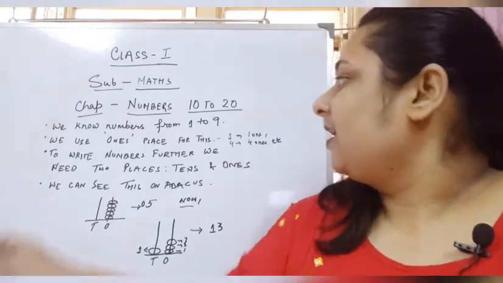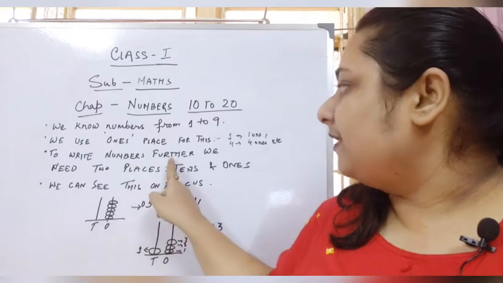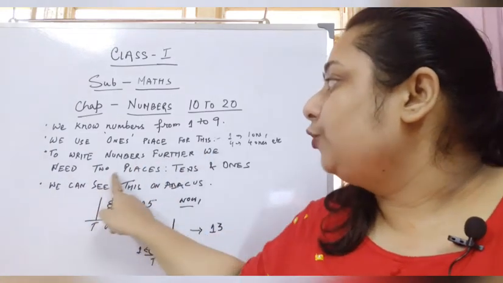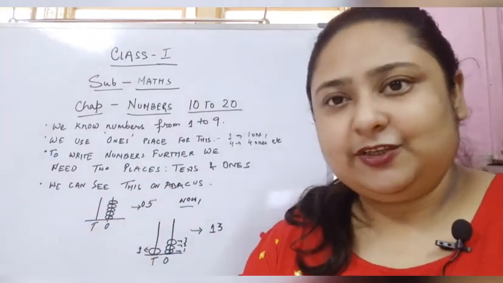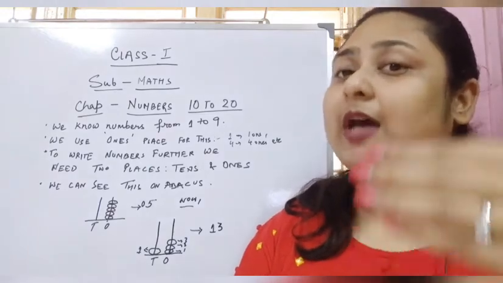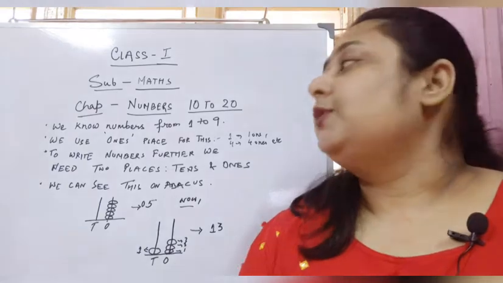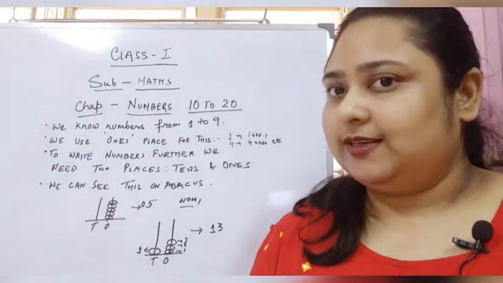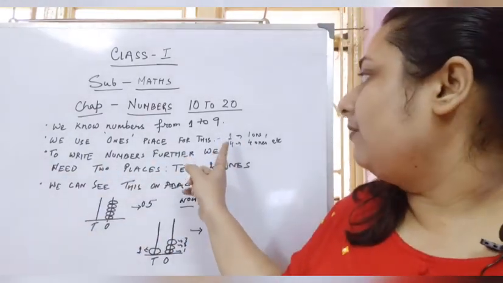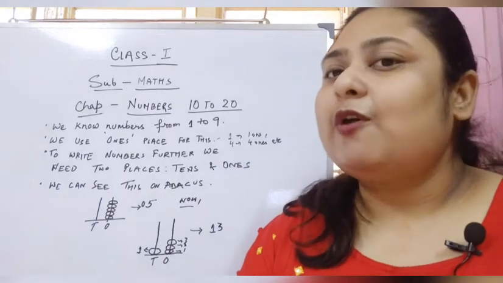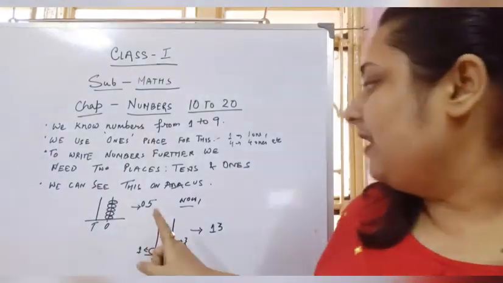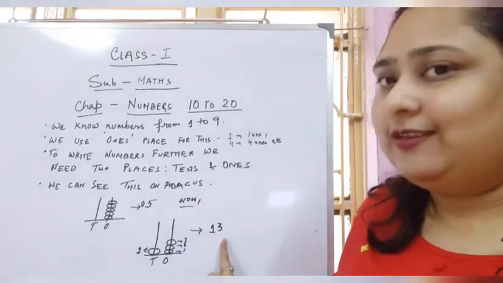Let's learn. To write numbers further, we need two places. Isn't it children? The numbers after 9, that come like 10, 11, 12. So we need an extra place to write, isn't it? We cannot write like 1, 4, etc. In case of 11, 12, 13, we need two places, 1 and 3.